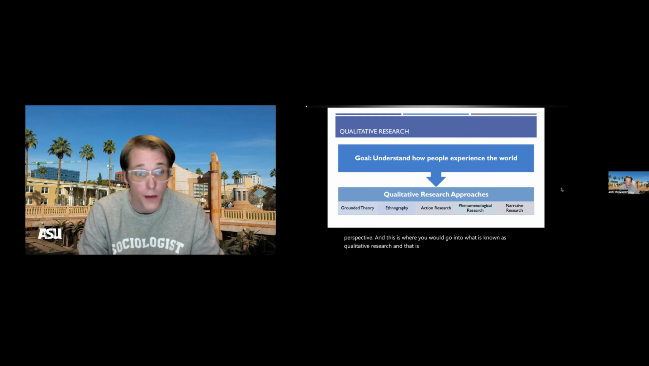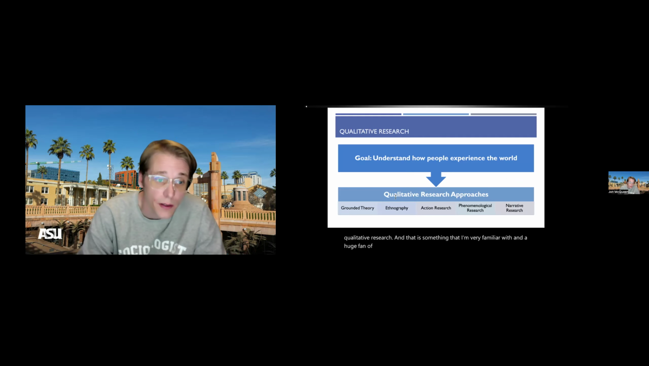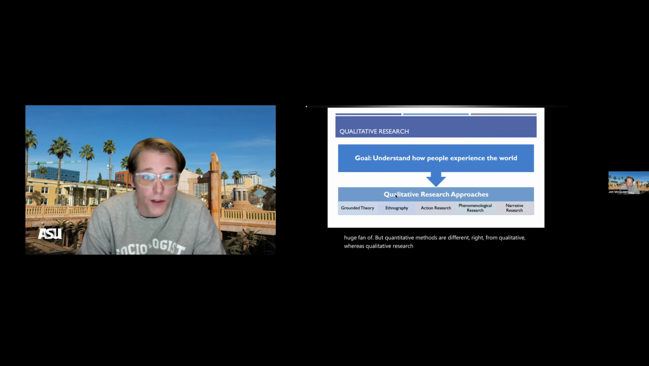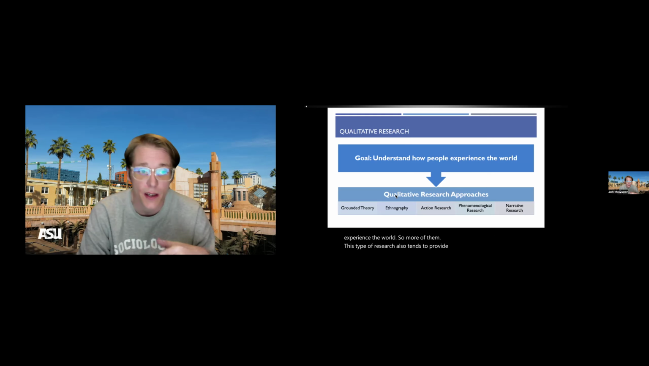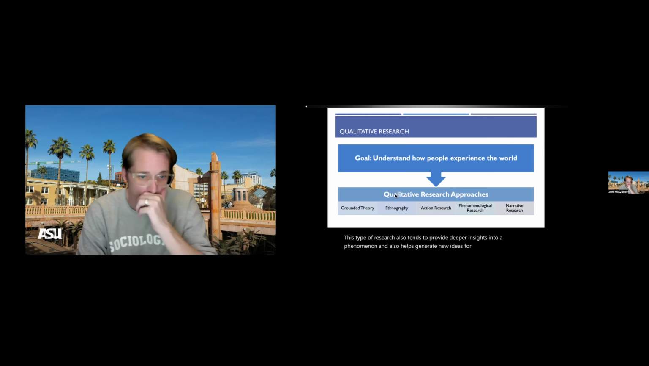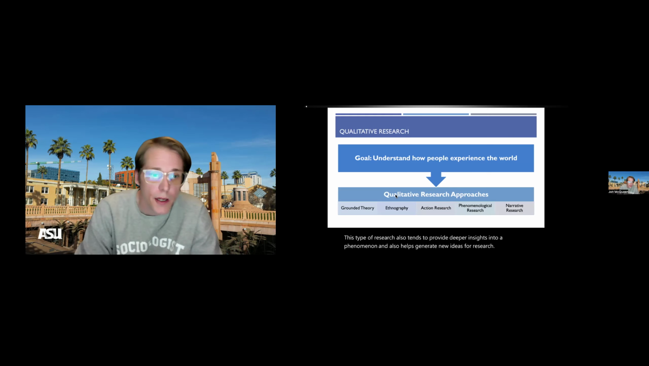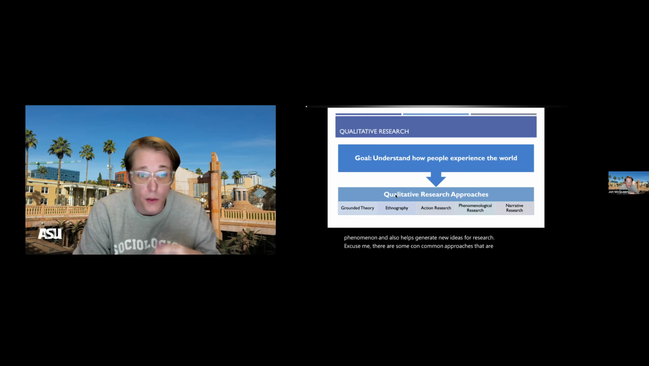And that is something that I'm very familiar with and a huge fan of. But quantitative methods are different from qualitative, whereas qualitative research focuses on understanding how people experience the world. So more of a Verstehen. This type of research also tends to provide deeper insights into a phenomenon and also helps generate new ideas for research. There are some common approaches that are used to conduct qualitative research. One approach is to use grounded theory. Using this approach, researchers collect in-depth data on a topic, and that data develops theories about that specific topic.